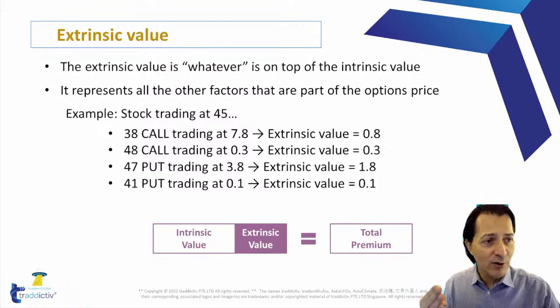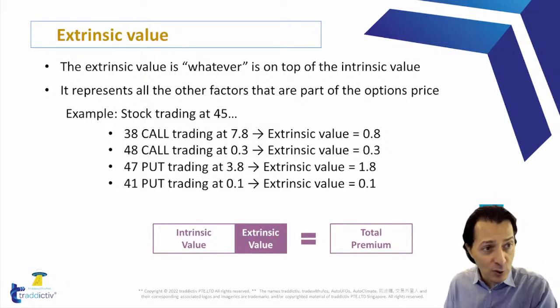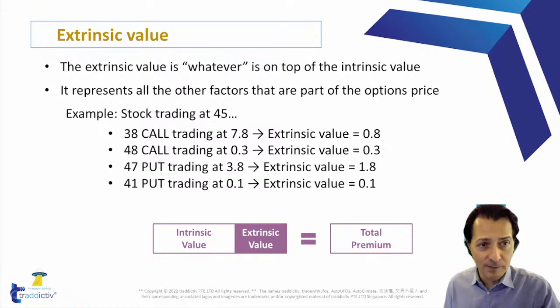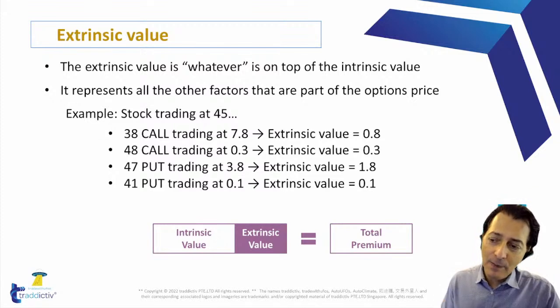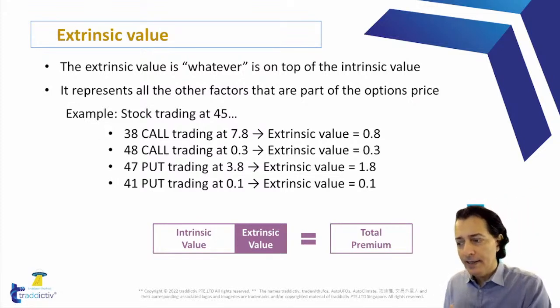And if you own the 41 puts, which give you the right to sell at 41, but the stock is currently trading at 45, my question is, why would you sell at 41 if you could sell at 45? In other words, the 41 put is not useful at this moment in time, but still people are paying for it just because they expect something to happen from now until expiration. So let's say people are paying 10 cents for that. So 10 cents would be extrinsic value.